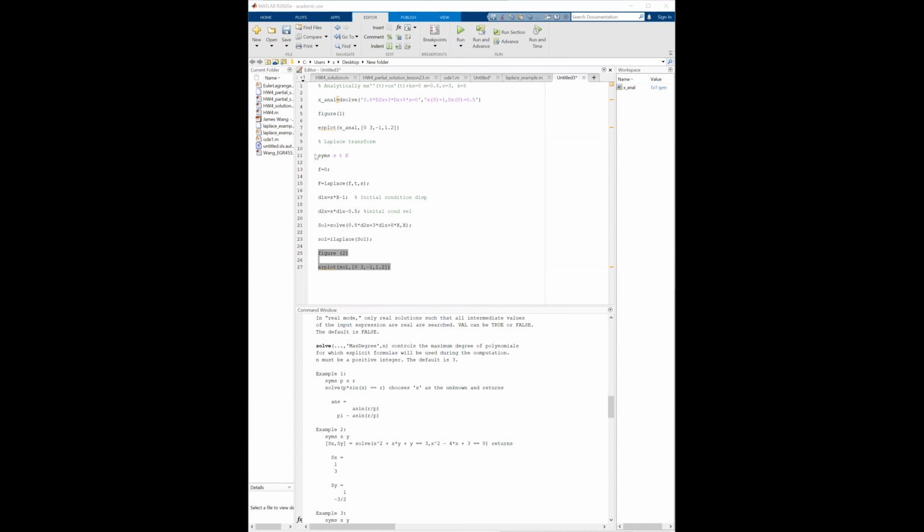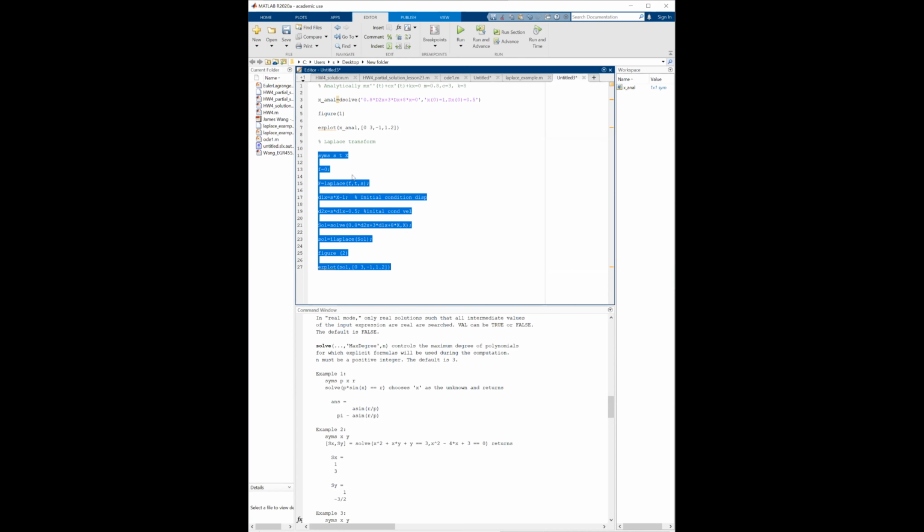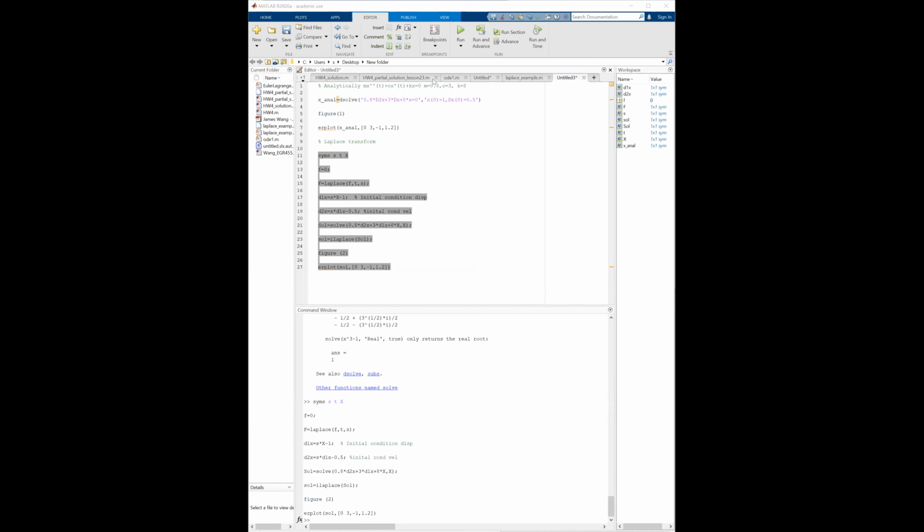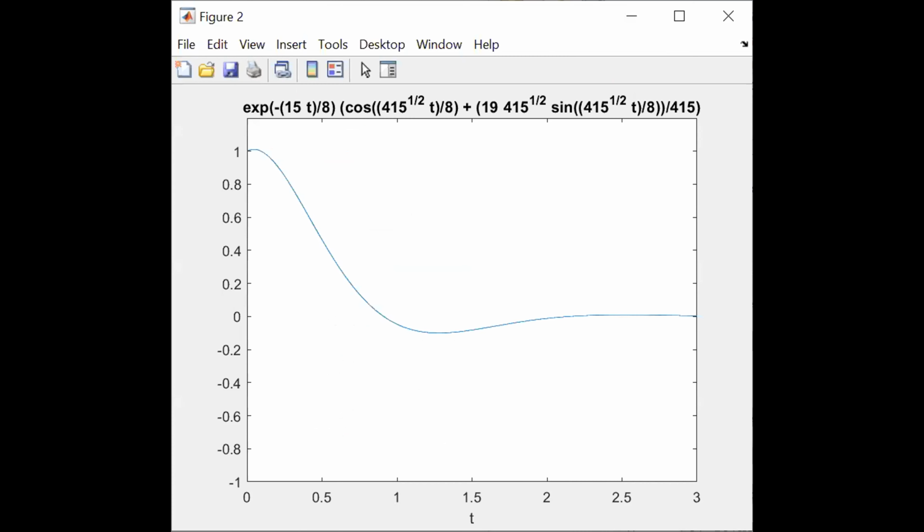So I'm going to run this code, just the Laplace transform code. Highlight, right click, evaluate, and then I get the solution. Whether you remember this or not, this is the exact same as the very first solution that we got. And you should be getting the same solution. And at this point, I want you to run the code and confirm that you have the exact same solution as I do.